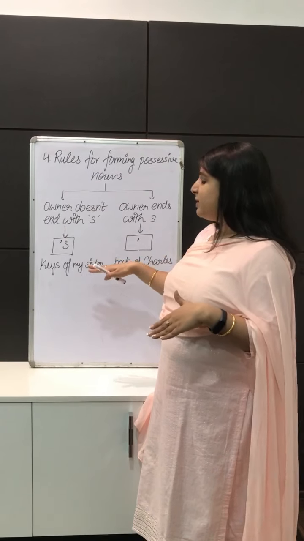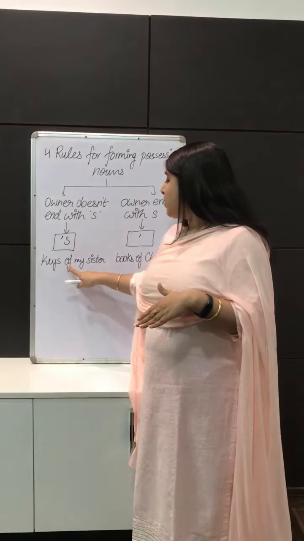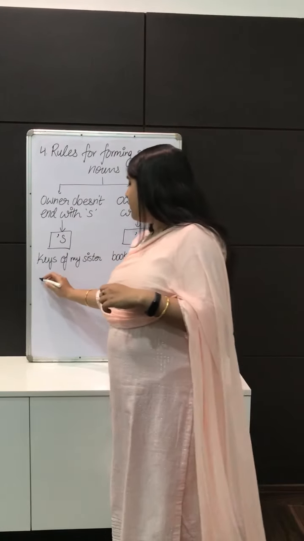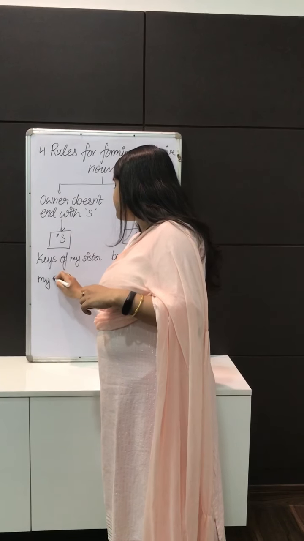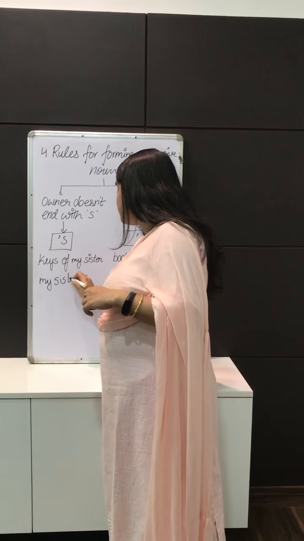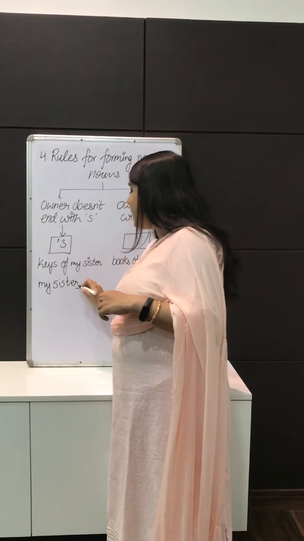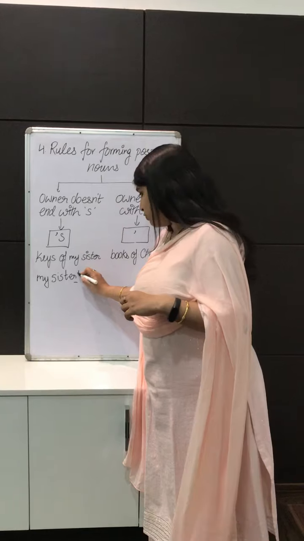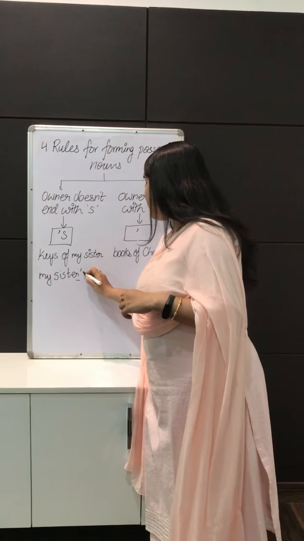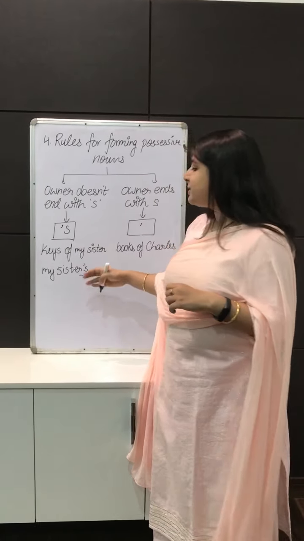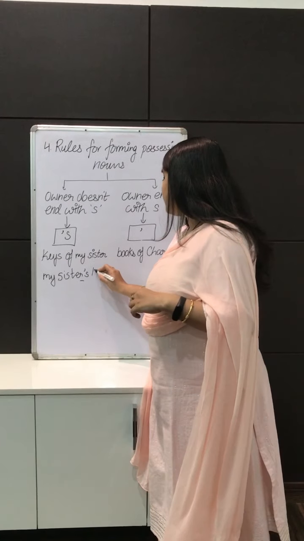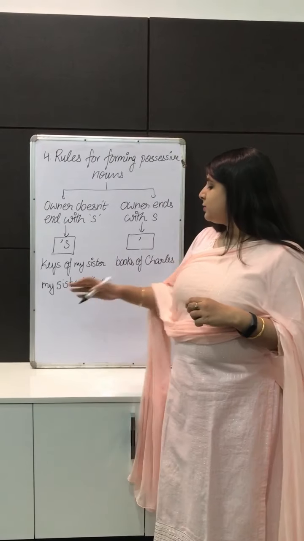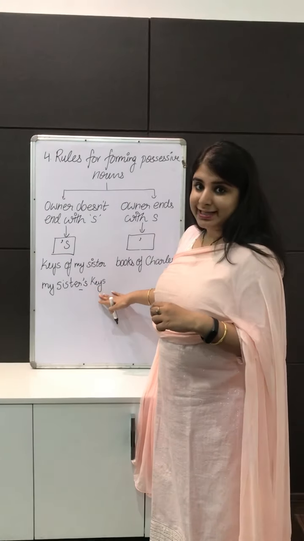Let's see examples for both of them. Keys of my sister. So who's the owner? My sister. Now this word sister doesn't end with an S. So what are we going to do? We are going to put an apostrophe also, and we are going to put an S also because there was no S present. And then the thing she owns. Right? So my sister's keys.